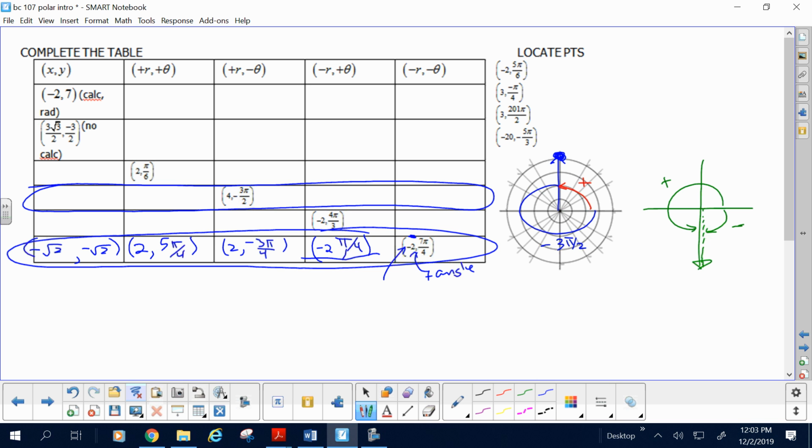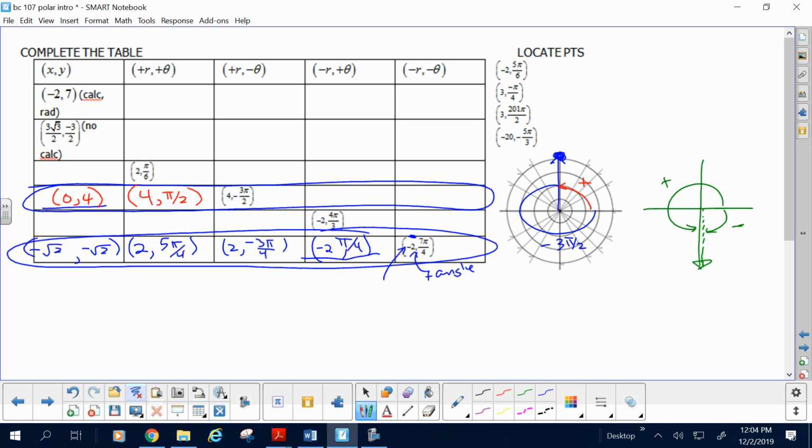Ready? Okay. Cindy, what do you think for the rectangular part of it? What did you say? 0.4, did you say? Yeah. Okay, I agree. What about the positive r, positive theta? I'm just mentally thinking. 4 pi over 2, I agree.